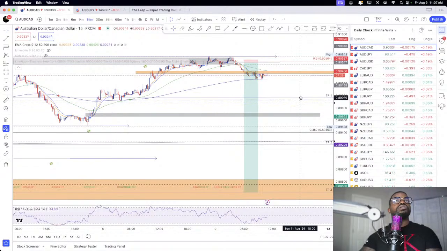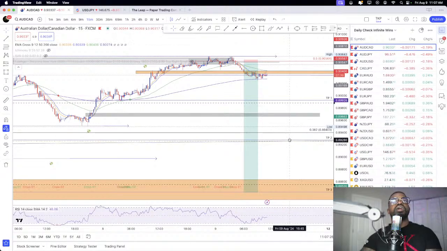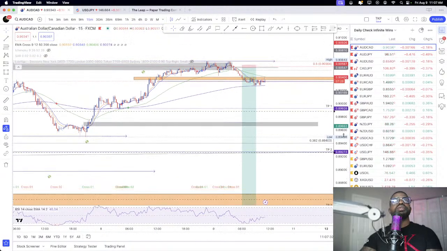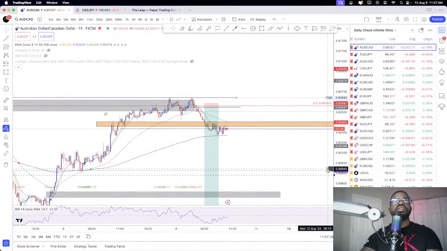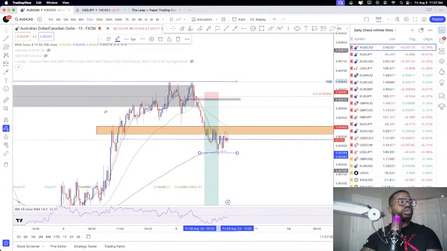So our original entry was not this high, so let's go ahead and adjust these targets slightly. Okay, cool. So now, like I said, we have price traveling within range right here.